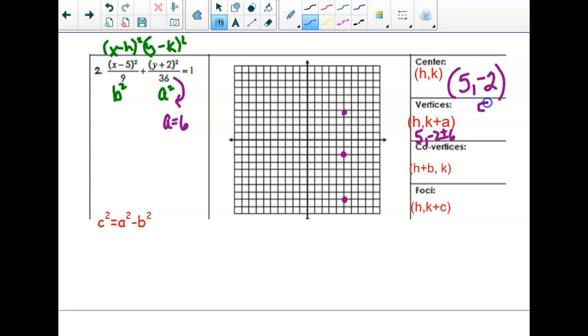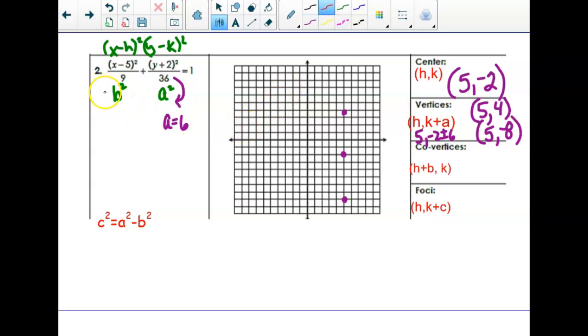Can anybody give me those actual ordered pairs? What's negative 2 plus 6? 4. And negative 2 minus 6? Negative 8. So we had 5, 4, and 5, negative 8. Everybody good?